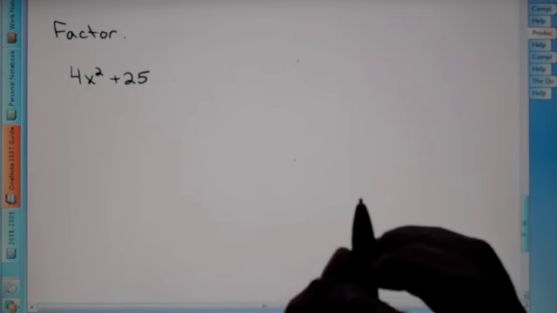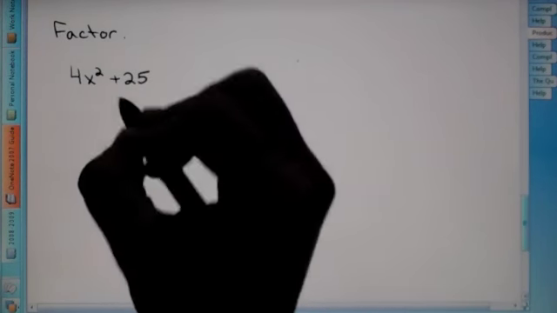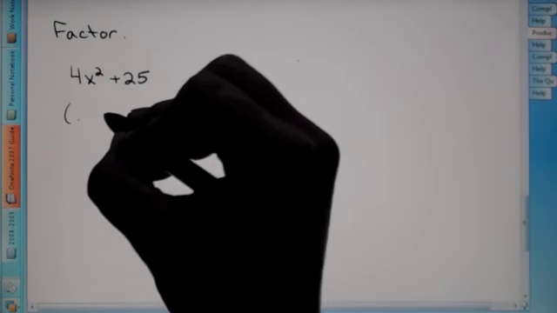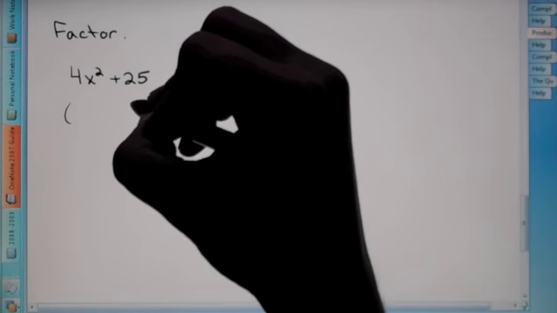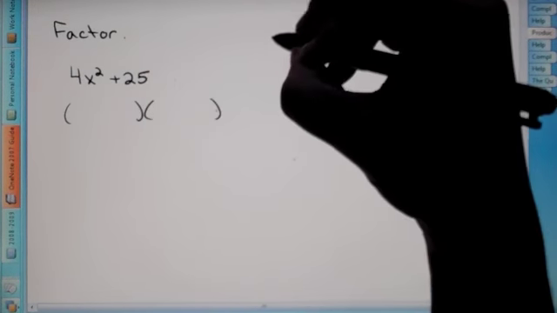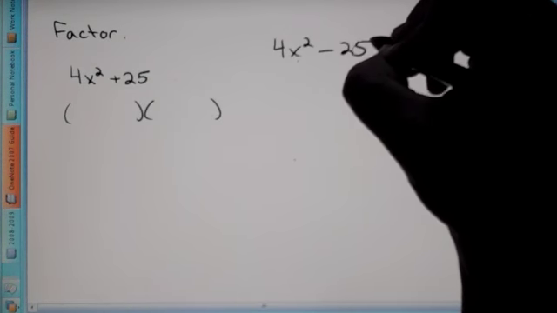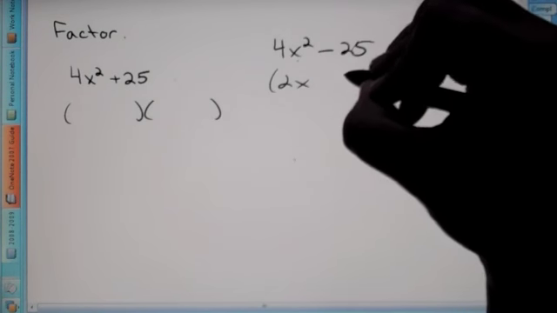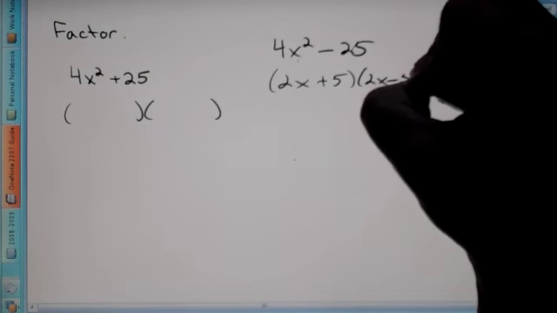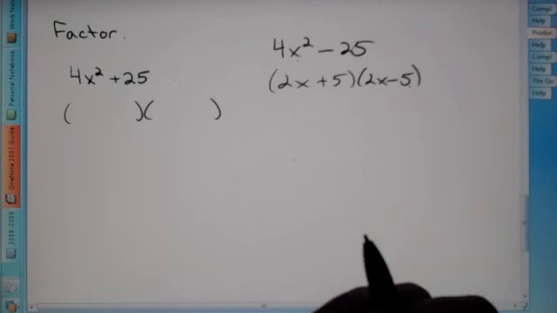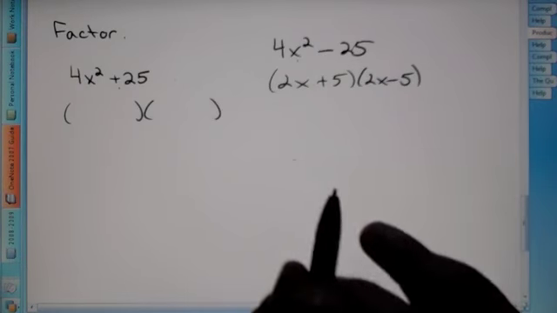Our next problem says to factor. We want to factor this into 2 parentheses. Well, what we've been doing in the past is we've been talking about what do you do when you have something squared minus something squared. And we've been breaking it up like this: 2x plus 5, 2x minus 5. Well, here we have a plus actually, so this switches it up a little bit. So you're going to have the similar answer.